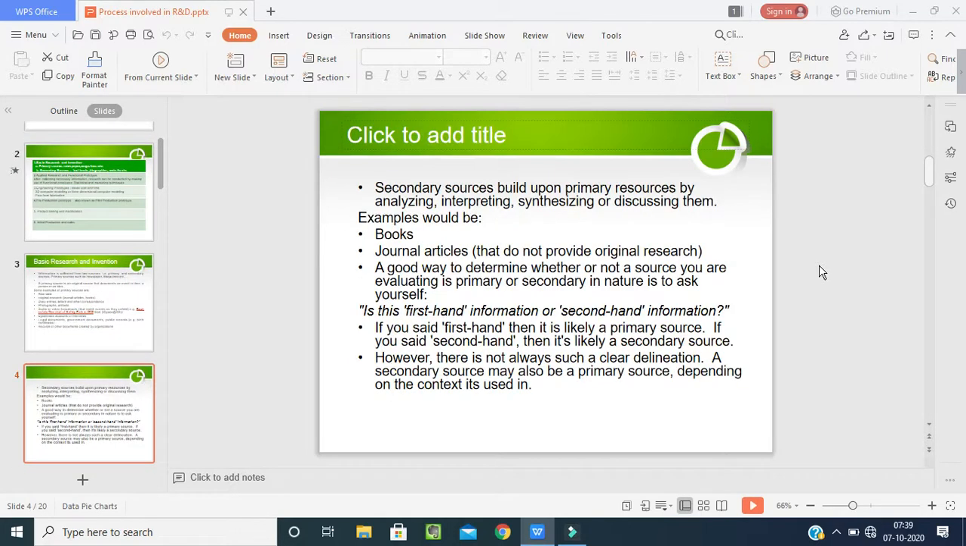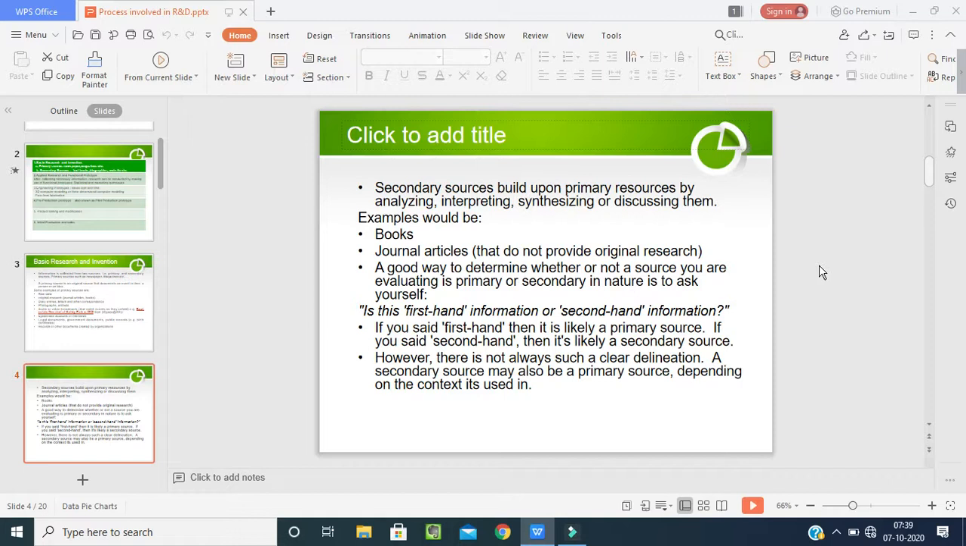Secondary sources build upon primary resources by analyzing, interpreting, synthesizing or discussing them. Examples would be books. So after collecting the sources from primary, the secondary sources will depend on it. They will analyze it once again, interpret it, synthesize it, and discuss it. And what are the examples of it? Books, recorded books, where the data is already available, and general articles that do not provide original research.